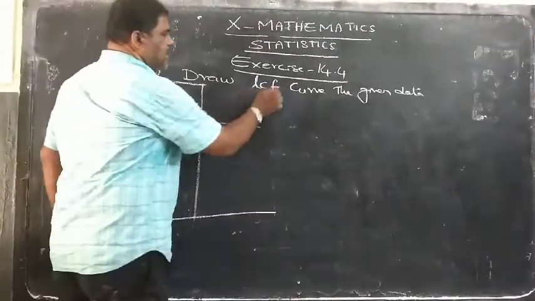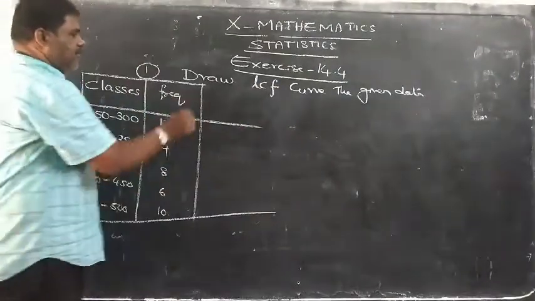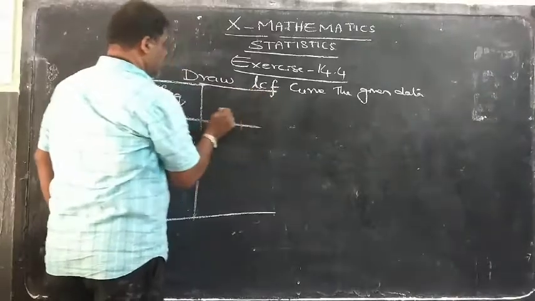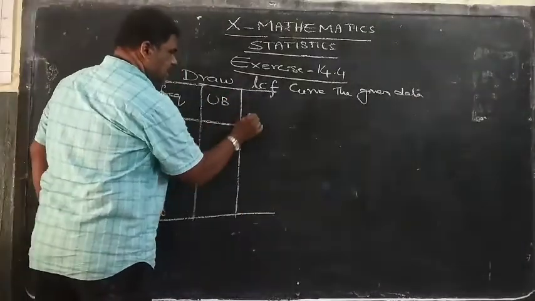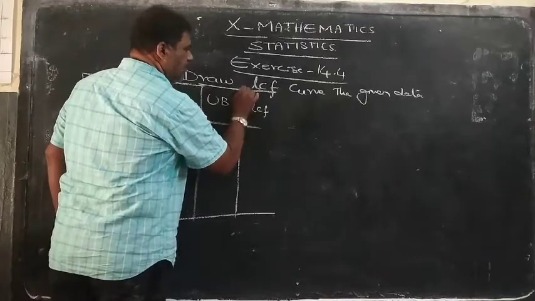Here, to draw a less than cumulative frequency curve, we should make two more columns. One is the upper boundary of classes. The next one is less than cumulative frequency.